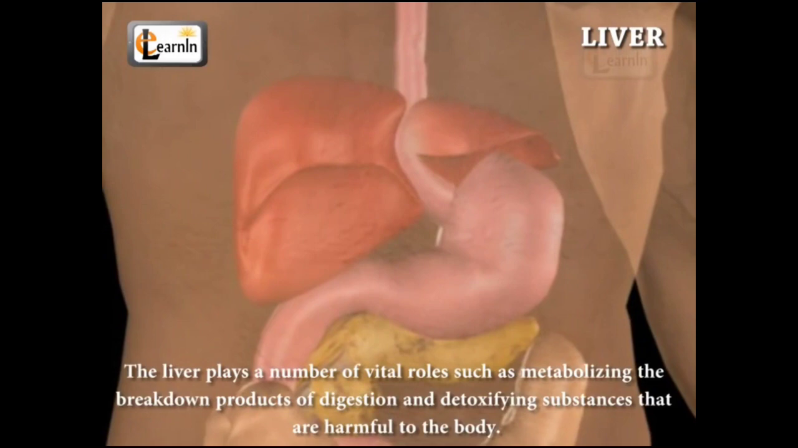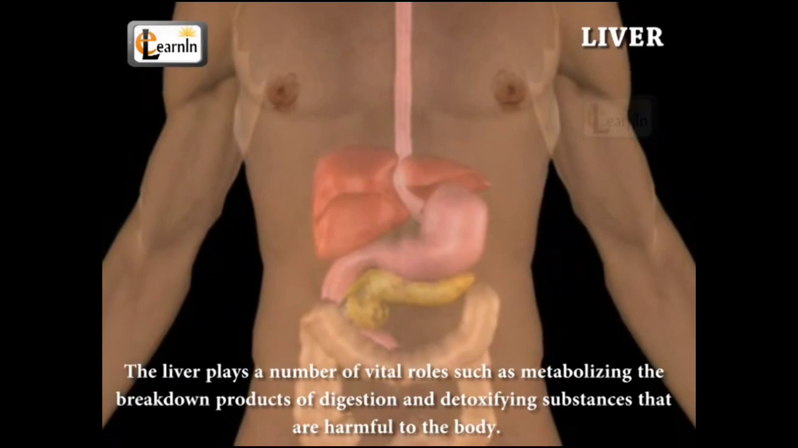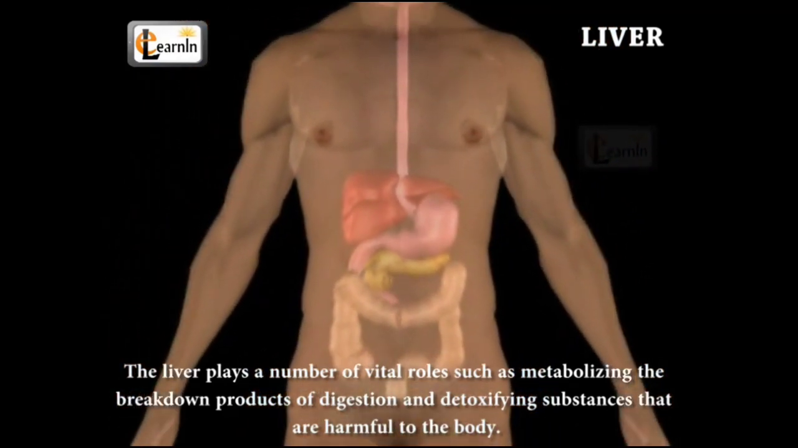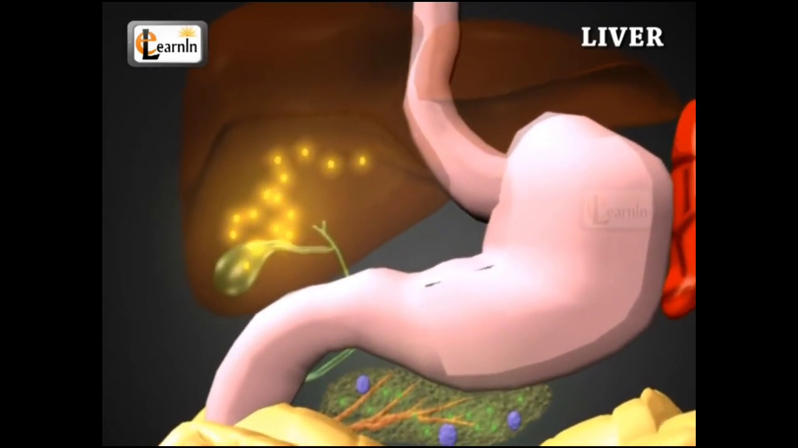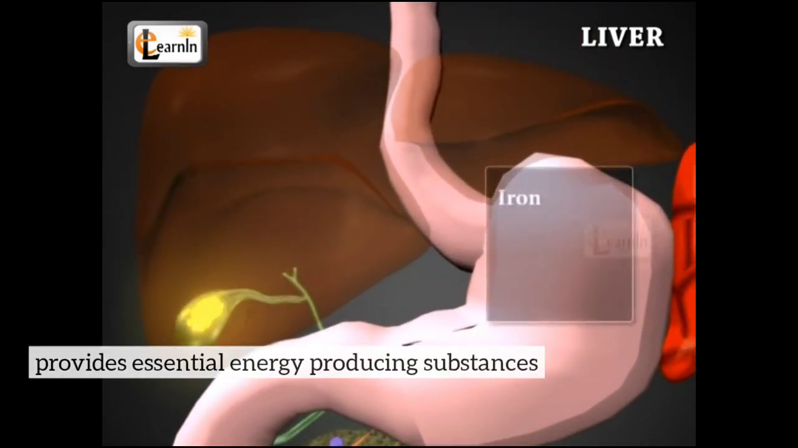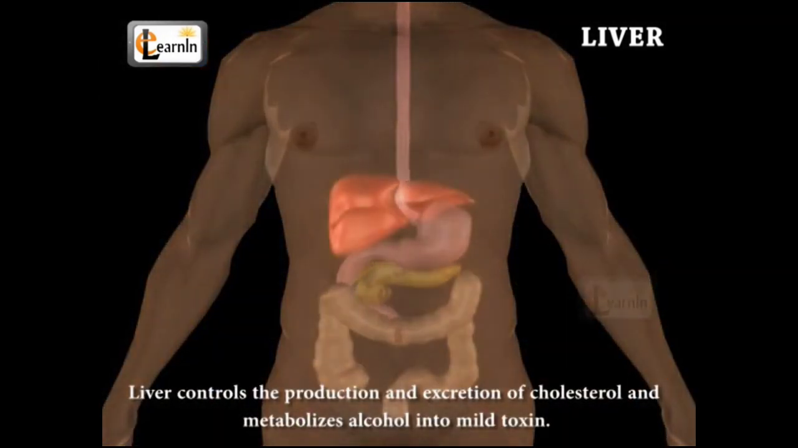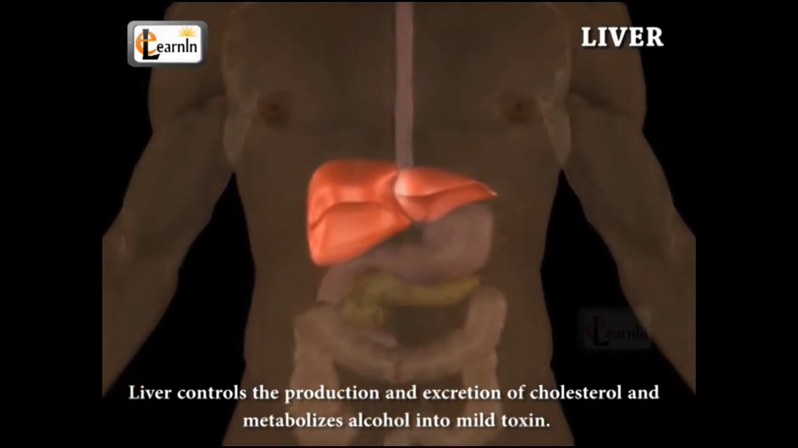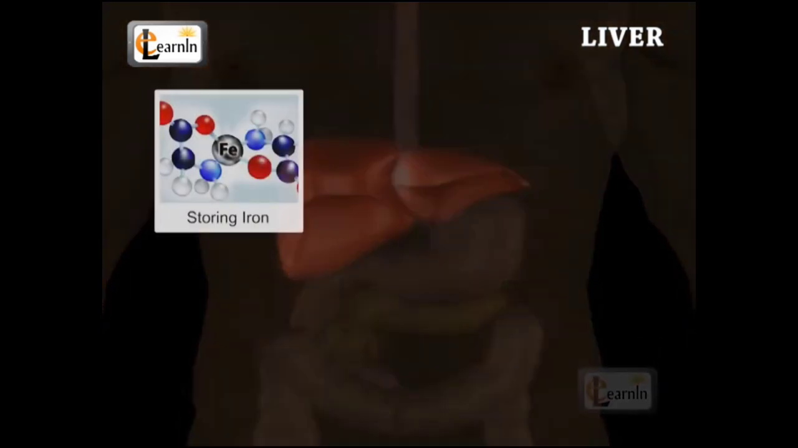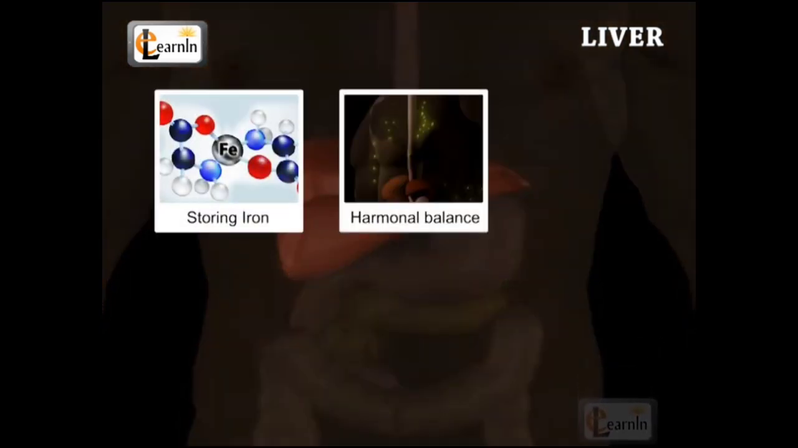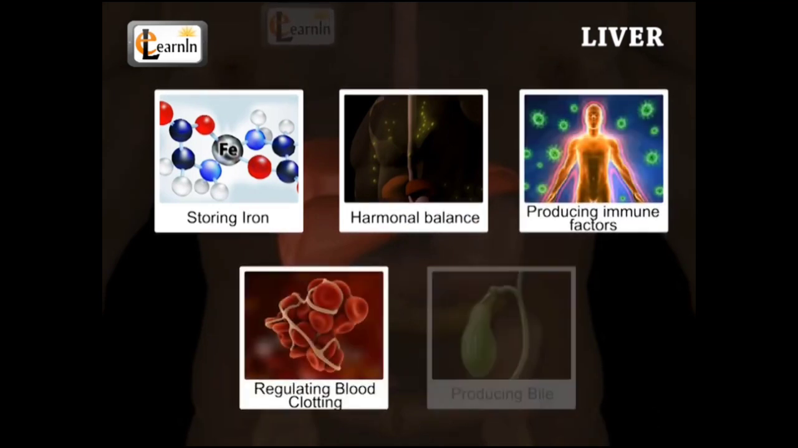The liver plays a number of vital roles, such as metabolizing the breakdown products of digestion, and detoxifying substances that are harmful to the body. The liver also provides essential energy-producing substances and supplies vital vitamins and minerals including iron, vitamin B12, and copper. The liver controls the production and excretion of cholesterol and metabolizes alcohol into a mild toxin. It also performs many important functions, including storing iron, maintaining the hormonal balance, producing immune factors to fight infections, regulating blood clotting, and producing bile.